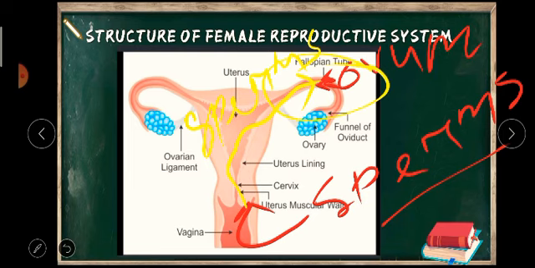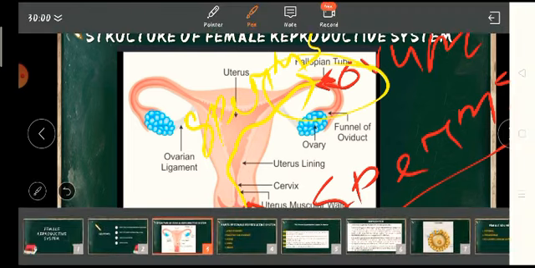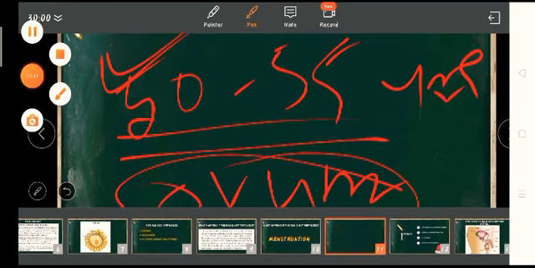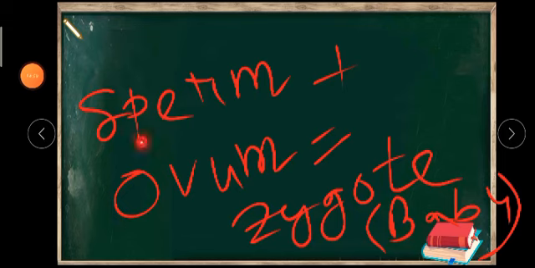Fertilization will occur. That means the union of both the sperms and ovum. Is it clear? The union of both the sperms and ovum will occur. That means what is going to happen? At this point of time, the sperms and ovum are going to unite and form the zygote, which we also call the baby or the child.